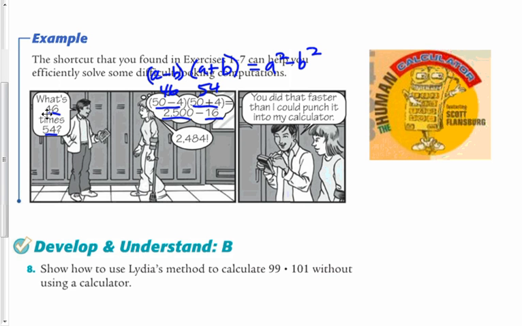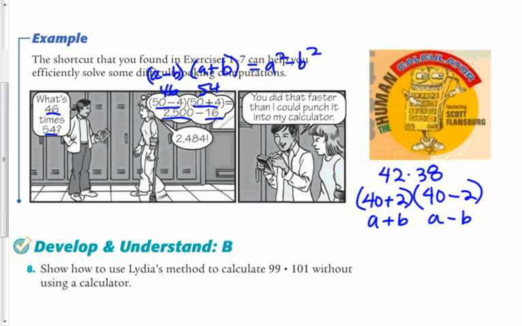All right, I'm going to give you one more example like that. Let's put it over here. Let's say we're trying to multiply 42 times 38. Well, think of 42 as 40 plus 2, and 38 as 40 minus 2. The reason that we're doing that is because now it's this form, a plus b and a minus b, and we know that that's equal to a squared minus b squared.